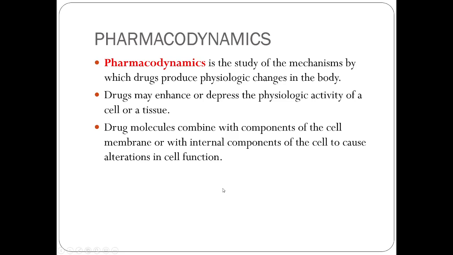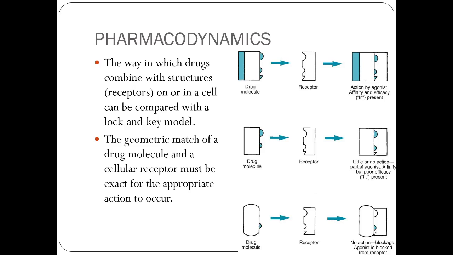Pharmacodynamics is the study of the mechanisms by which drugs produce physiologic changes in the body. So pharmacodynamics is how does it affect the body. Drugs can enhance or depress the physiologic activity of a cell or a tissue. Drug molecules combine with the components of the cell membrane or with the internal components of the cell to cause alterations in cell function. So this is where we talk about a receptor on the cell and how the drug affects it. So we talk about agonists, we talk about partial agonists, we talk about blockage or antagonist.